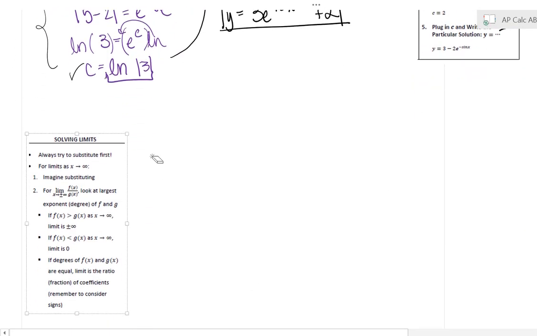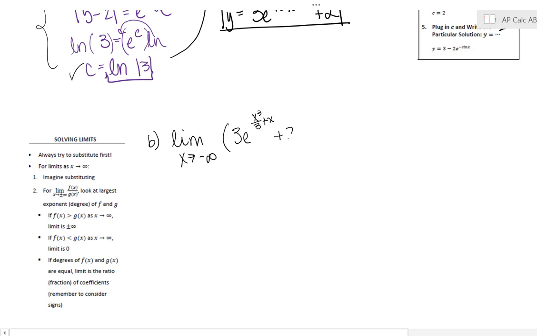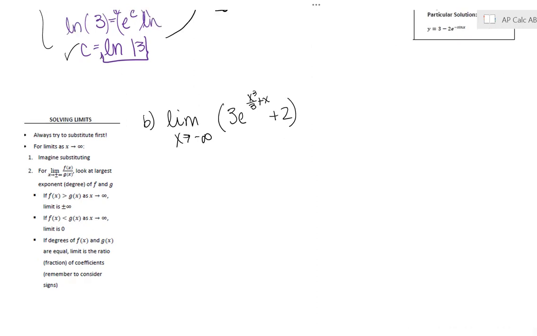So I'm going to come here, part B. There we go. And the limit as x approaches negative or positive infinity here, we have a horizontal asymptote of positive 2. So that means that the limit as we approach positive or negative infinity is just going to be positive 2.